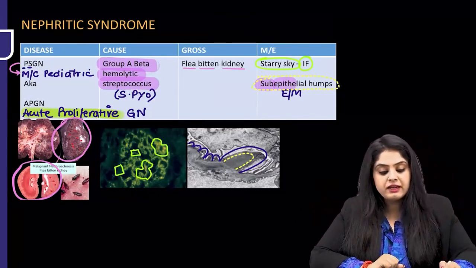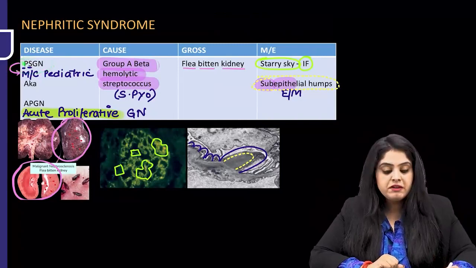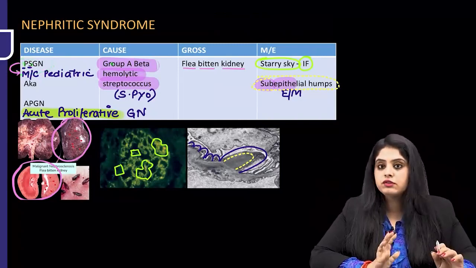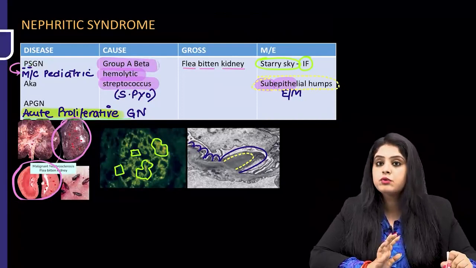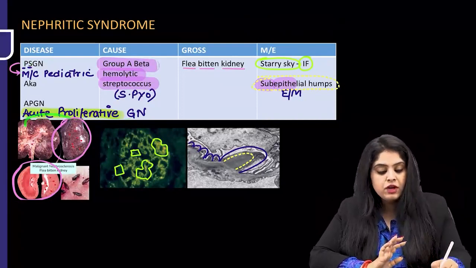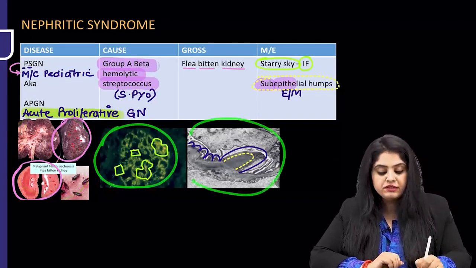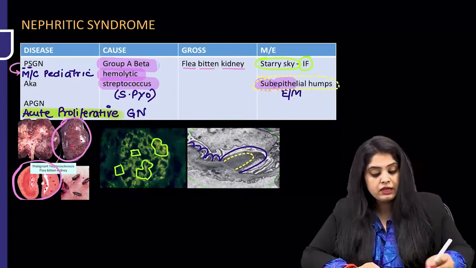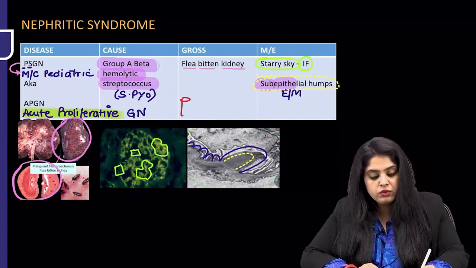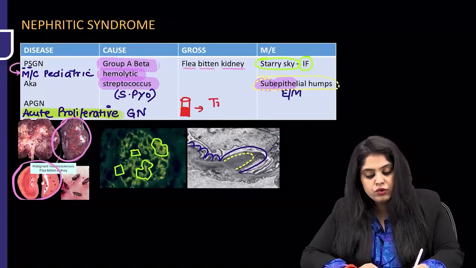So repeating once again, when I'm talking about PSGN, P for pediatric, streptococcal for of course streptococcal. It is also known as acute proliferative glomerulonephritis. Grossly we see the flea-bitten kidney, microscopically starry sky appearance, subepithelial humps. You've not done the blood test. What do you get to see in the blood test of these patients? So they tend to show you transient hypocomplementemia.